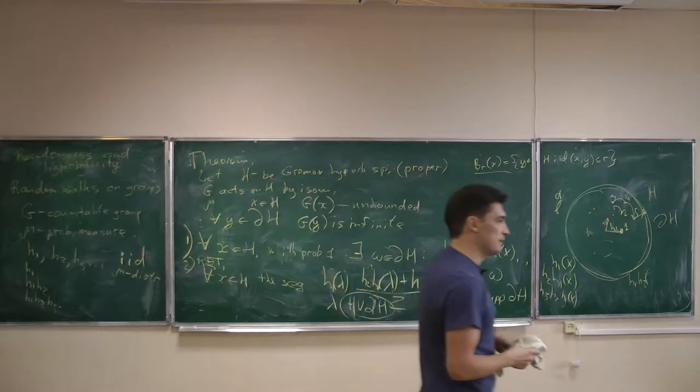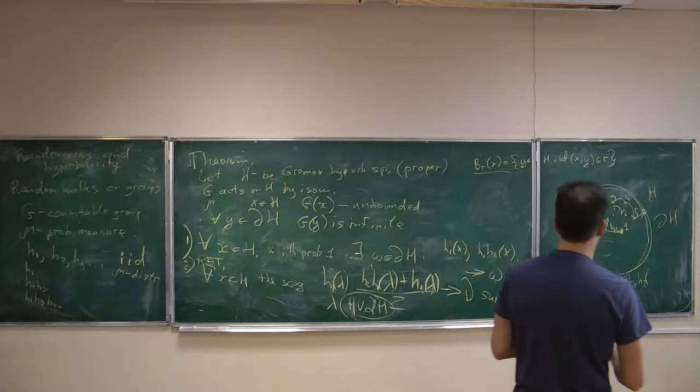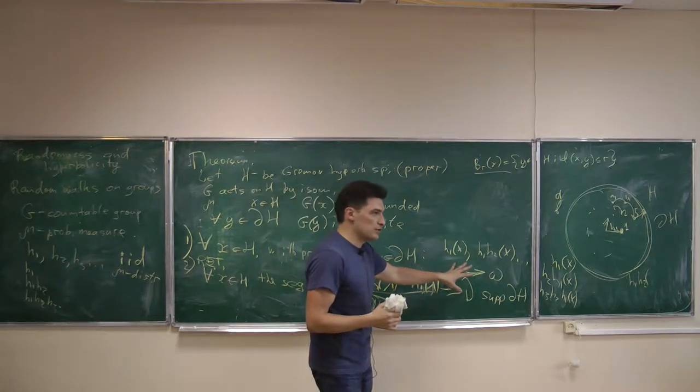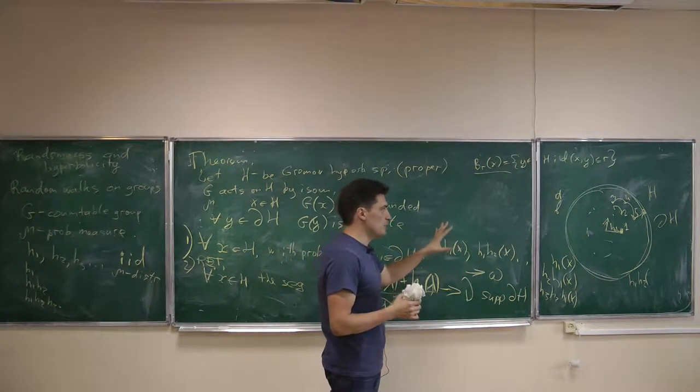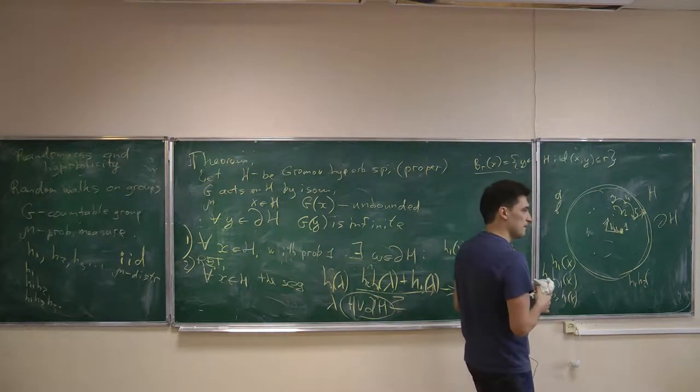Is the action of the group ergodic on the boundary with this measure? Yes. It will be a mu stationary measure, the unique mu stationary measure on the boundary, and the action is ergodic. Yeah.